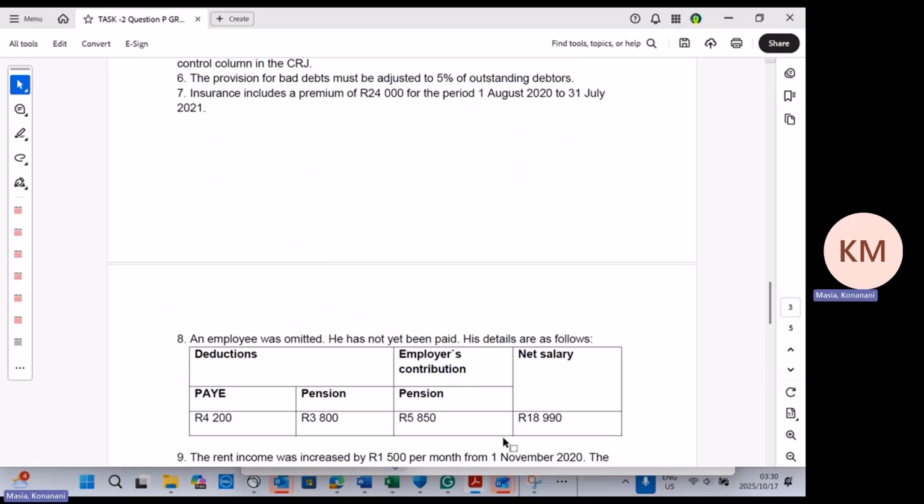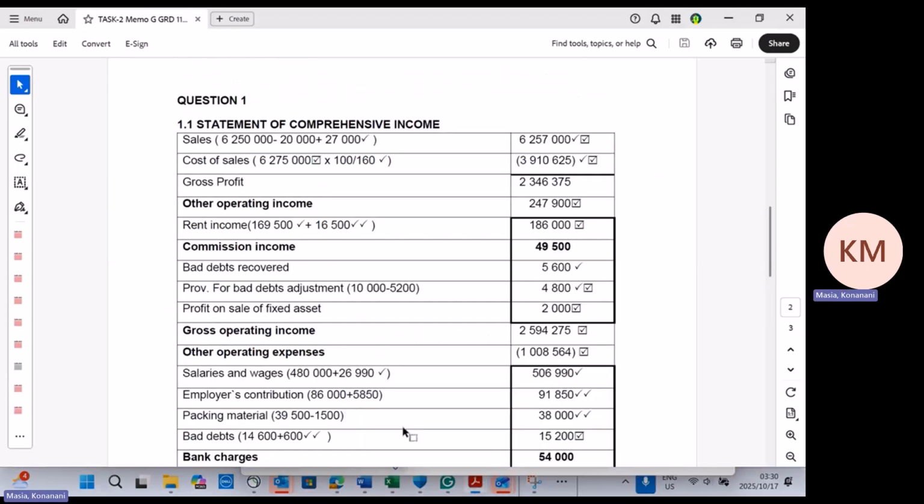Now, you can see here the salary that was given to this person, the net salary, is 18,990, but that's not the only amount you're going to adjust. You're also going to consider the employer contribution and the pay as you earn, because the net salary is the amount that has been paid to him. But remember, by law the employer has to deduct the pay as you earn. It's his salary, but you're just paying on his behalf to SARS, because he also needs to pay tax so that he can be a responsible citizen. Okay? Now, as you can see, it says here the salaries of 480,000 plus the 26,990.